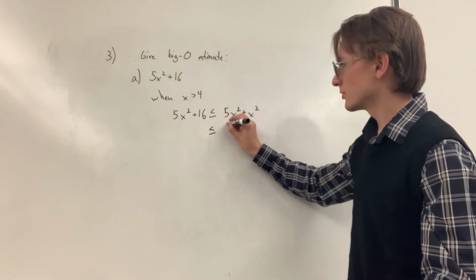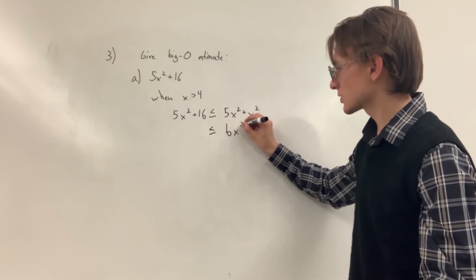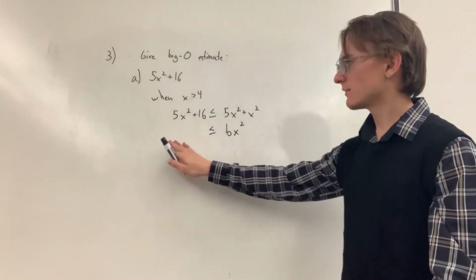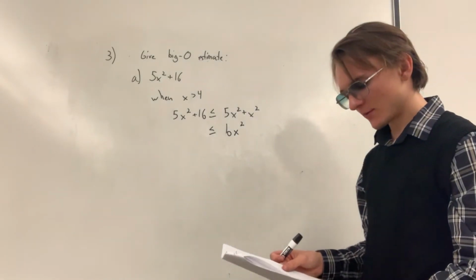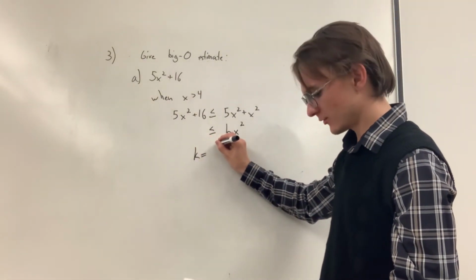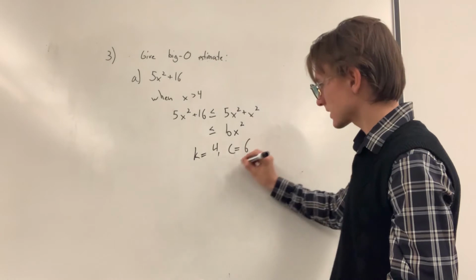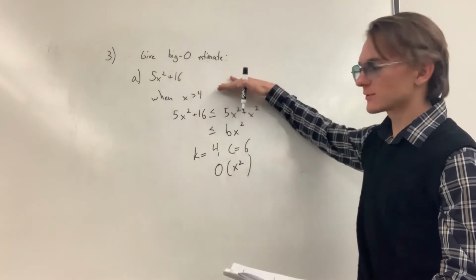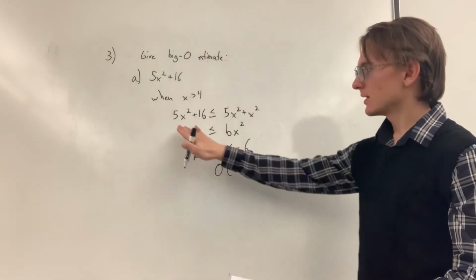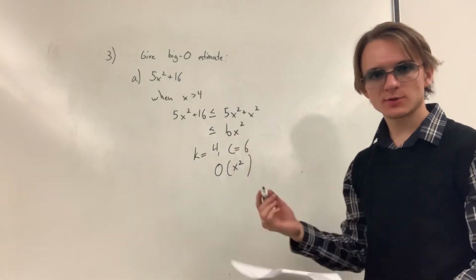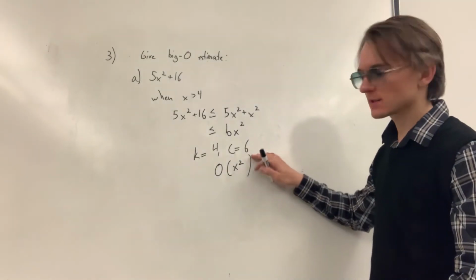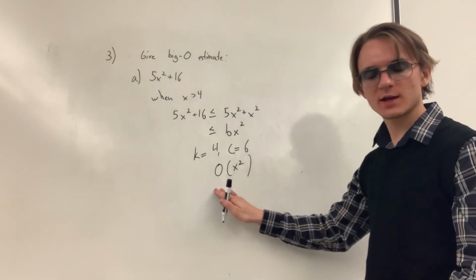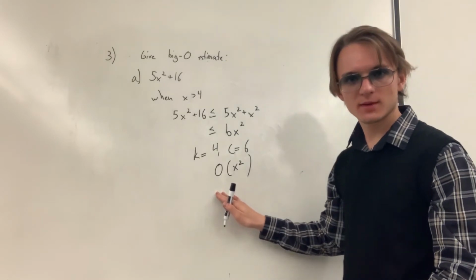Now, we can simply say 6x squared, we add them together and get 6x squared, which is greater than or equal to 5x squared plus 16. From there, we see that k is equal to 4 and c is equal to 6 at big O of x squared. Our 4 comes from x being greater than 4, that is when this equation and this equation intersect if we were to graph them, and the 6 comes from the factor we multiply by the x squared. So we have big O of x squared in the end as our big O estimate.